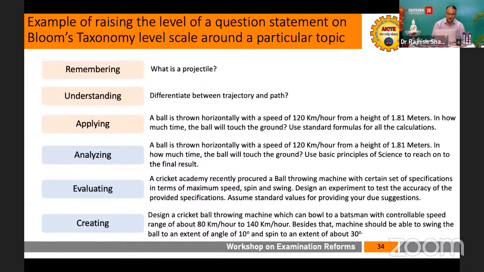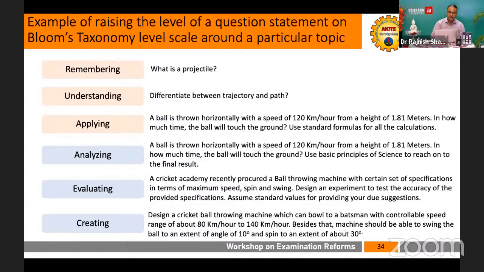Then, slightly raising the level of the question more: the ball is thrown horizontally with a speed of 120 km/h with a height of 1.81 meters. In how much time will the ball touch the ground? Use basic principles of science to reach the final results.